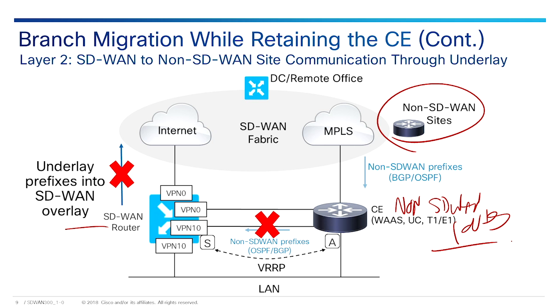So now the downside here is the CE routes the SD-WAN prefixes to the SD-WAN router, right? So if you're an SD-WAN site out here, we're still going to route traffic that way, which routes them into the SD-WAN overlay. Underlay prefixes should never be announced into the overlay. Okay? And what I mean by underlay prefixes, I mean that /30 for the MPLS, etc.